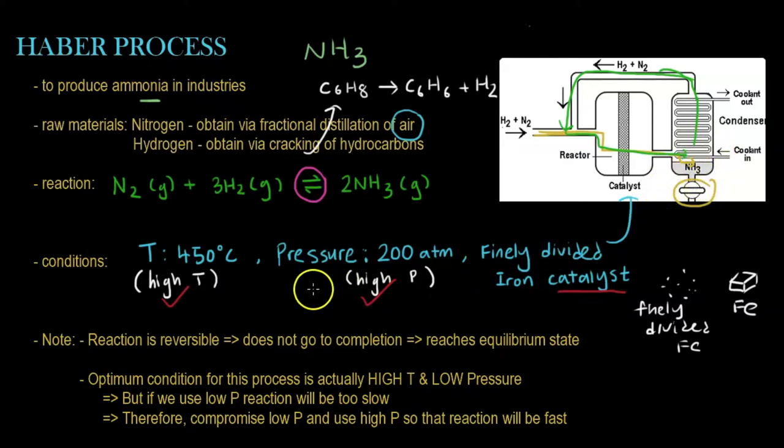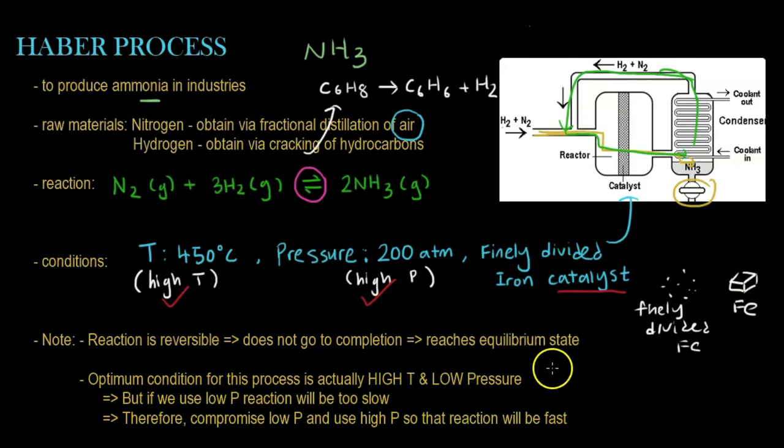Then there are some things to note here. I've said this before, but let me just repeat it again. The reaction is reversible. It means that it does not go to completion. Nitrogen and hydrogen do not 100% form ammonia. Some will always go back to this phase, and it reaches an equilibrium state.